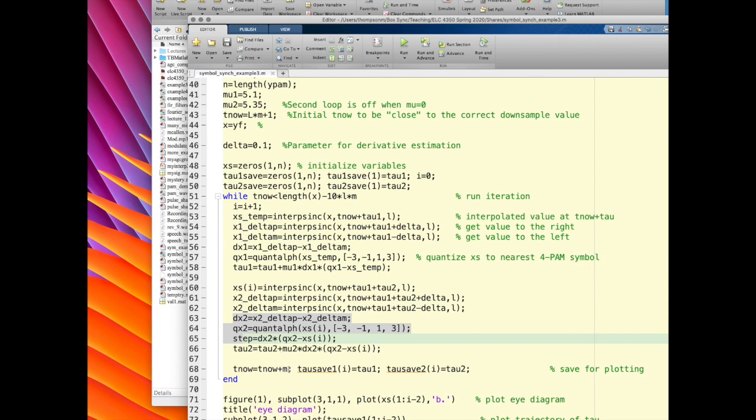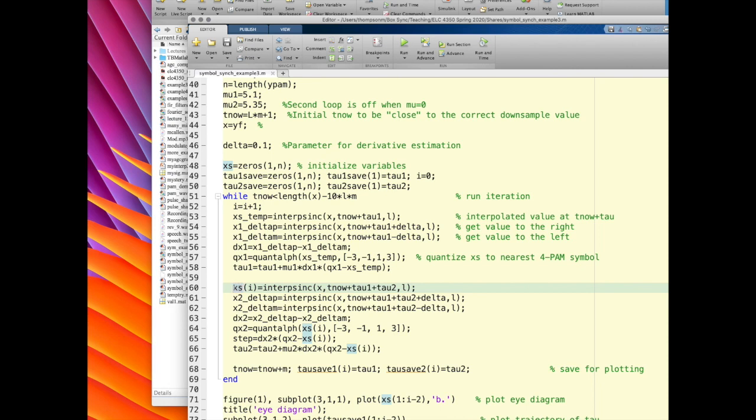All right, so T now is going to be updated at every step to give me the optimal downsampling times. Okay, so notice here, I say T now. T now down here is just keeping track of the step sizes. Here's the optimal sampling time. It's going to be T now plus tau1 plus tau2. We interpolate that and store that interpolated value in XS.